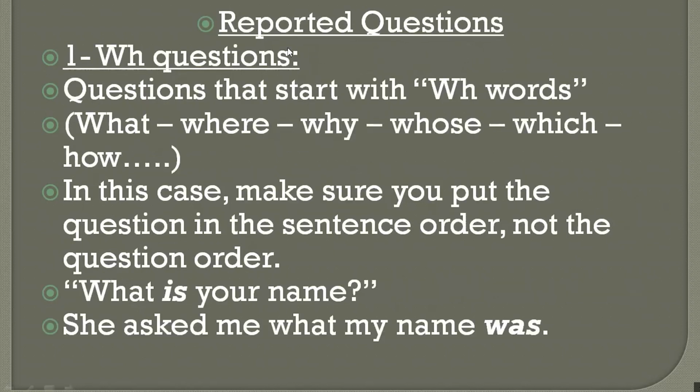The other type of questions is called WH questions. They are the ones that start with WH words like what, where, why, whose, which, and also how. In this case, make sure you put the question in the sentence form, not the question form. For example, what's your name? This is the question form. You put the verb before the subject. Now, if you want to report it, you say, she asked me what my name was. You put the verb at the end after the subject because now it's a sentence. It's not a question. So what is your name becomes what my name was at the end.